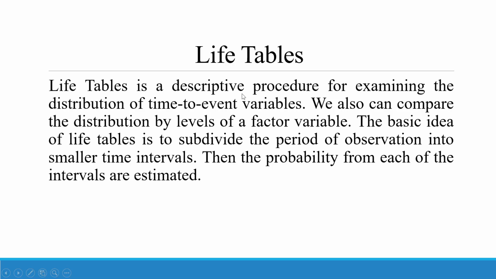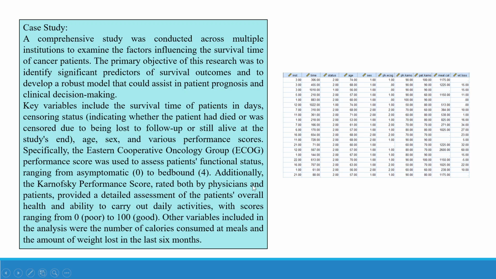Life tables is a descriptive procedure for examining the distribution of time to event variables. We also can compare the distribution by the levels of the factor variable. The basic idea of the life table is to subdivide the period of observations into smaller time intervals. Then the probability from each of the intervals are estimated. So let's take a case study.